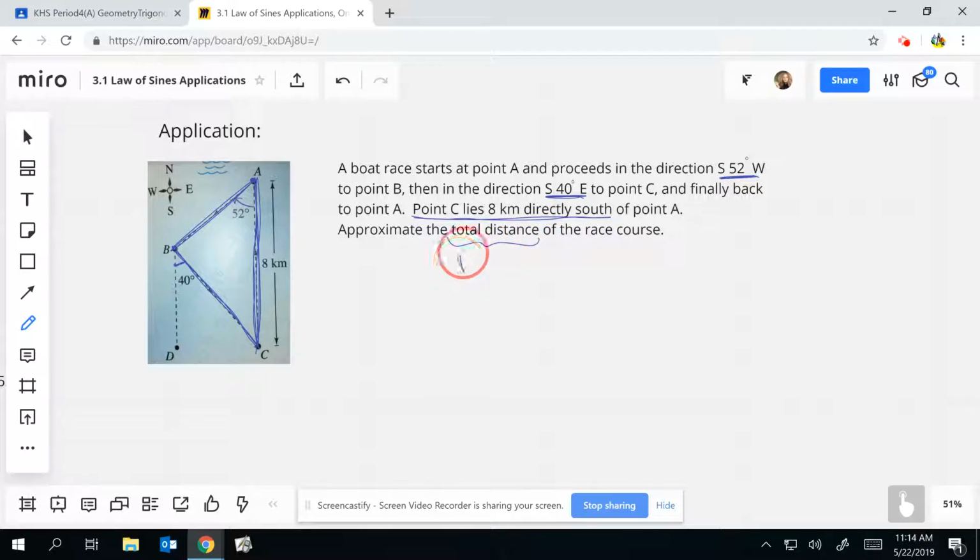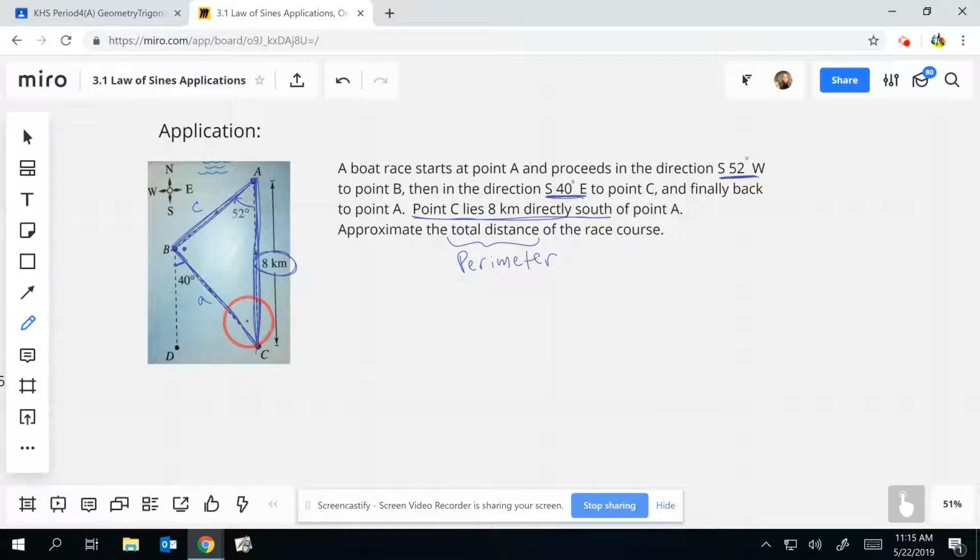It says approximate the total distance of the race course. Total distance means we want the perimeter. How far are the boats actually going in the whole race? Total distance from A to B, from B to C, and from C back to A. We know one of those sides is 8. We need to get little a and little c. But to do that, we're going to need more than what we've got. We're going to need angles B and C.